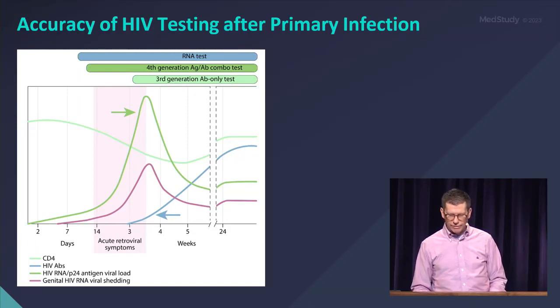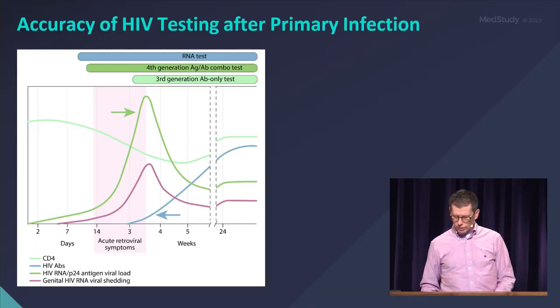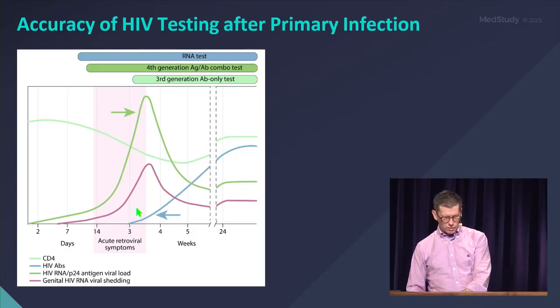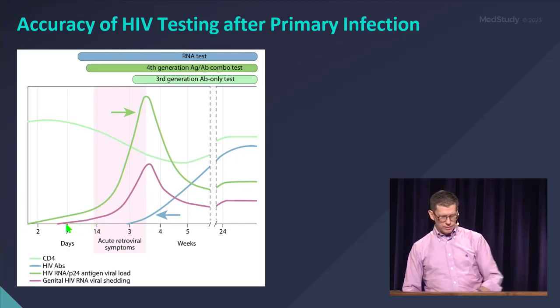So this is just a graph of what we look at in terms of testing, right? This is sort of days from infection. And so we typically think of retroviral symptoms starting here. Again, that's what's going to look like an EBV infection or a decent flu.